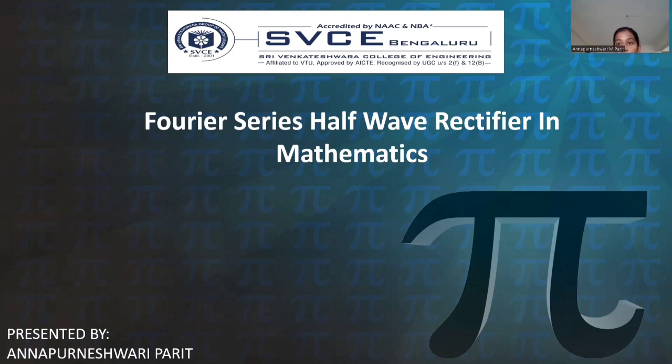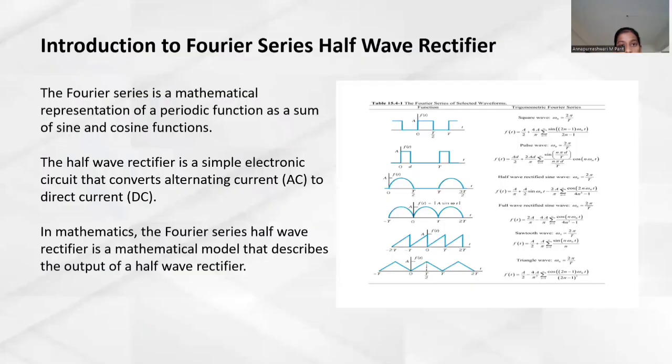And I am up with a new video, that is Fourier series half-wave rectifier in mathematics. So, introduction to Fourier series half-wave rectifier: it is a mathematical representation of periodic functions as a sum of sine and cosine functions. The half-wave rectifier is a simple electronic circuit that converts alternating current to direct current, that is AC to DC. In mathematics, Fourier series half-wave rectifier is a mathematical model that describes the output of a half-wave rectifier.